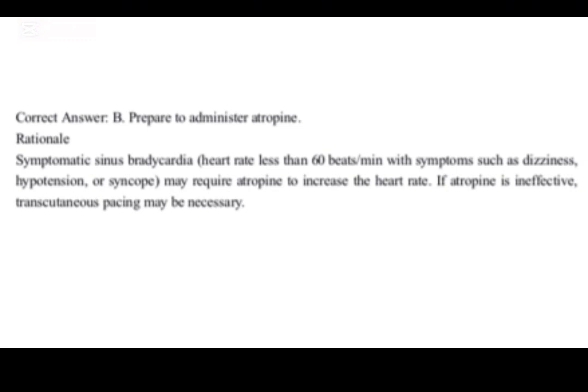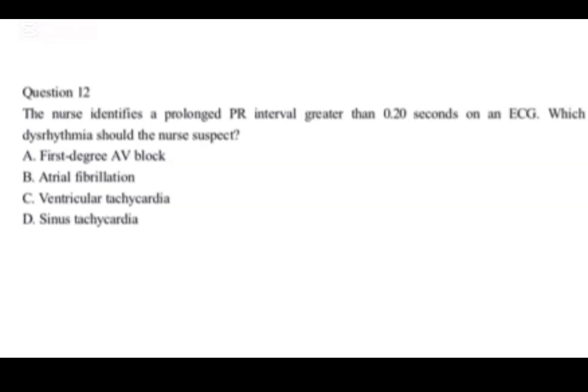If atropine is ineffective, transcutaneous pacing may be necessary. Question 12. The nurse identifies a prolonged PR interval greater than 0.20 seconds on an ECG. Which dysrhythmia should the nurse suspect?